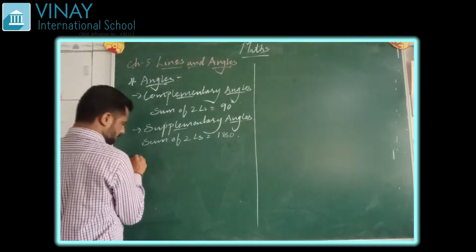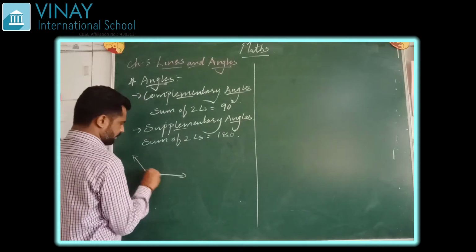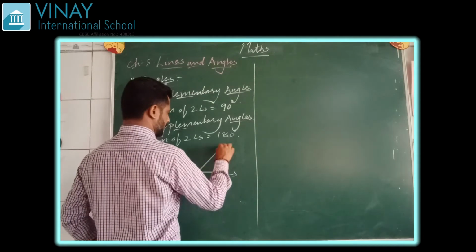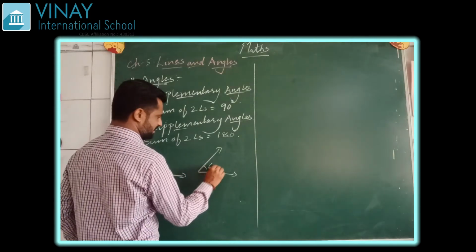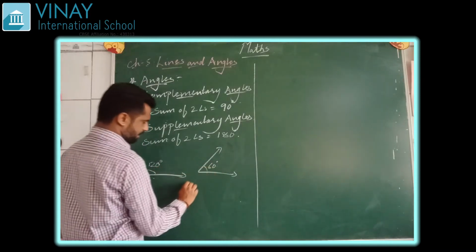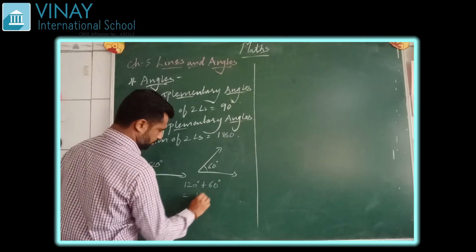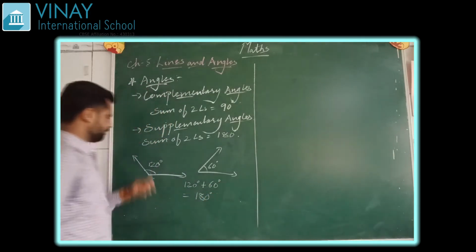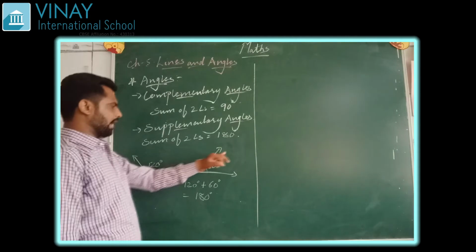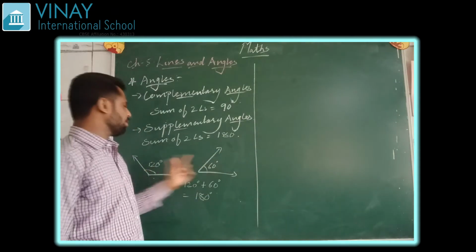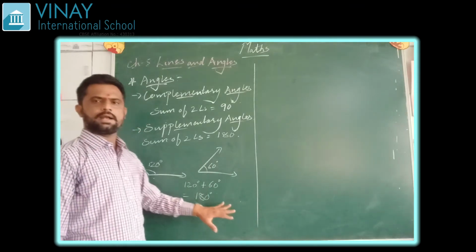For example, suppose this is one angle and this is another angle. If this is 120 degrees and this is 60 degrees, and if we add them, it will become 120 degrees plus 60 degrees, which is equal to 180 degrees. So this angle with measure 120 degrees and this angle with measure 60 degrees, they both are supplementary angles as the sum is 180 degrees.